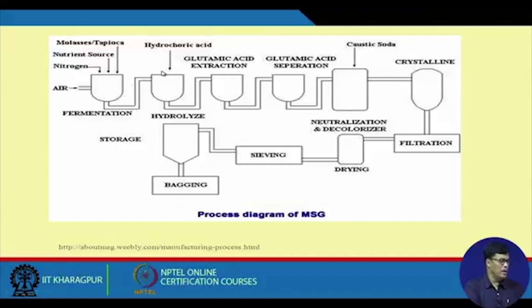Then we add hydrochloric acid, and this is the glutamic acid extractor, then the glutamic acid separator. We adjust the pH with caustic soda, then crystallization of the glutamic acid takes place, filtration, you dry the crystals, sieving it and hydrolyze, and then we put it in plastic bags for storage. And this is how the glutamic acid is produced in the industry, because this is the process flow diagram of how it is produced.